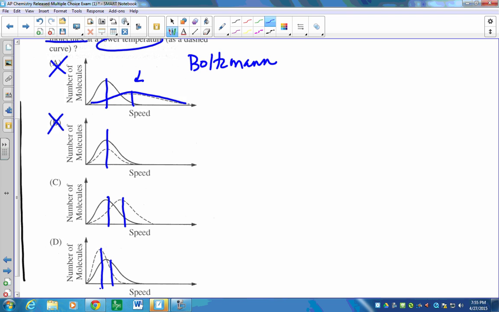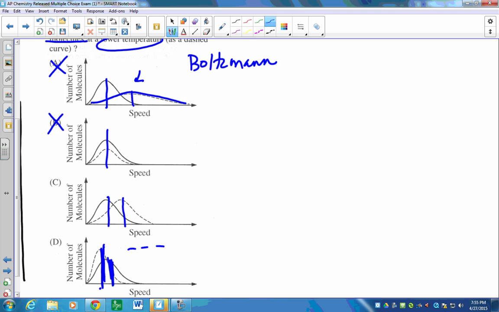The average speed, so the temperature here, and this is not really temperature, but as the temperature goes down, the speed goes down. So at the lower temperature, which is the dotted line, the average speed is slower than at a higher temperature.